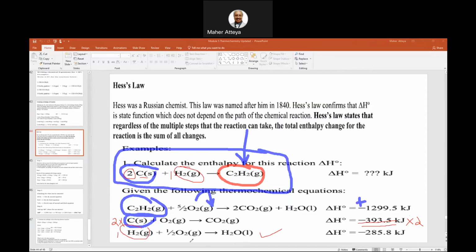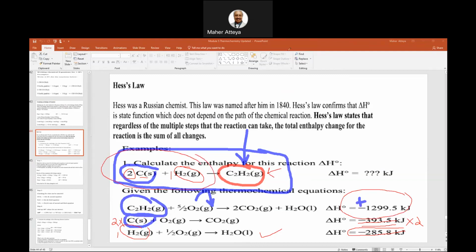Correct? This one is kept untouched. This one has to be black. So this one here will be kept untouched. Now this one, I have to flip it. Correct? This one I have to multiply by 2. This one here remains as is. Correct? So now, if you look at the product minus the reactant, the formation of this minus the sum of both, minus the sum of both.